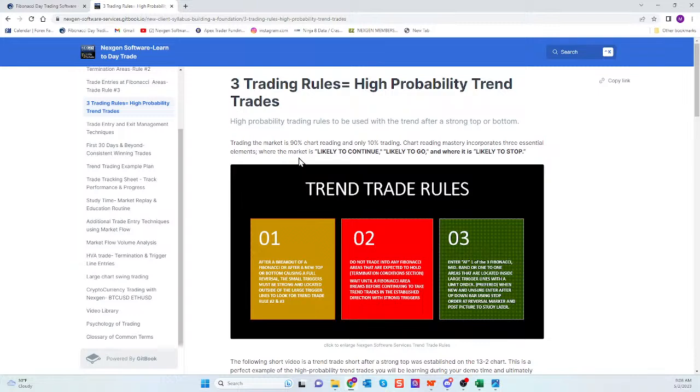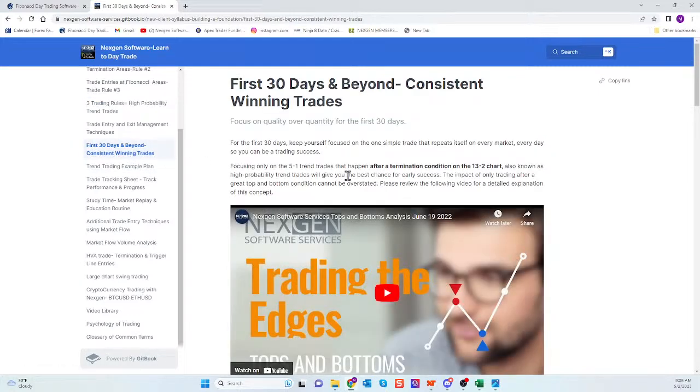So no matter what sort of trade you decide to take with the software, understanding where a trend may end is going to create an awful lot of advantages. But what it's also going to do is create an anchor for that highest probability trend trade, because the highest probability trend trade, the trade that typically wins 70 to 80% of the time when executed properly, is a 5-1 trend trade, the same rules that we're about to discuss, that happen after a termination condition on the 13-2, after the market is coming from one of those areas that reverses the trend.